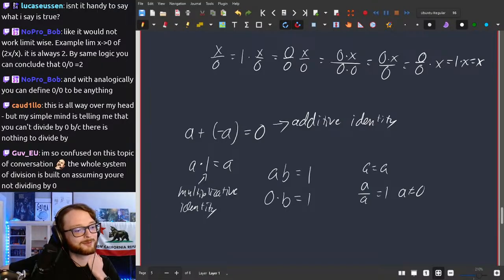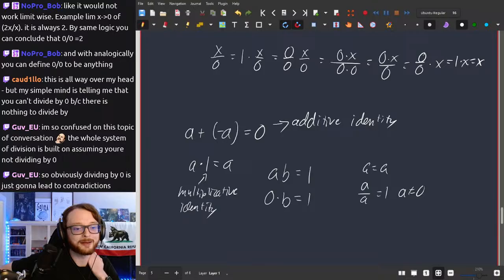So all the way over my head, my simple mind is telling me you can't divide by 0 because there's nothing to divide by. Yeah, there's a lot of different ways to interpret division. And honestly, I feel kind of out of my depth here too. I feel like I should know the answer, but I kind of don't thoroughly.